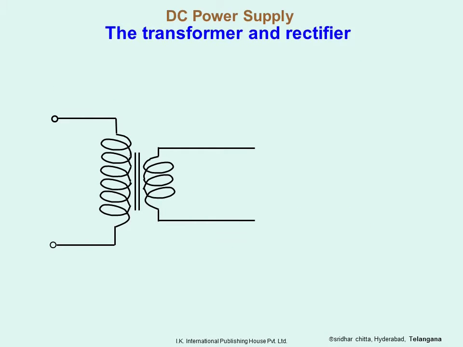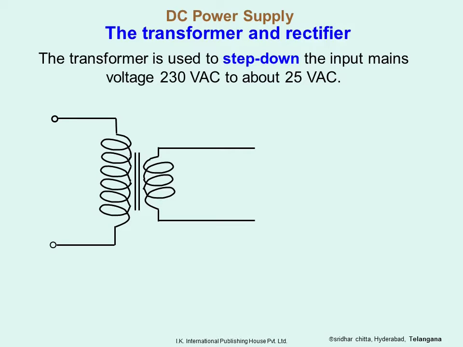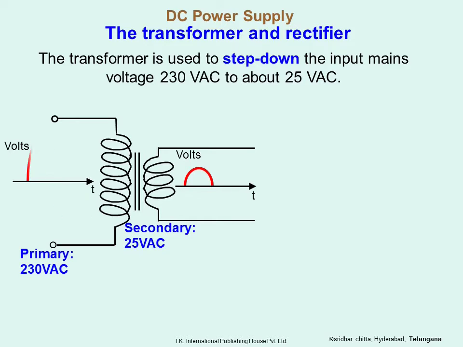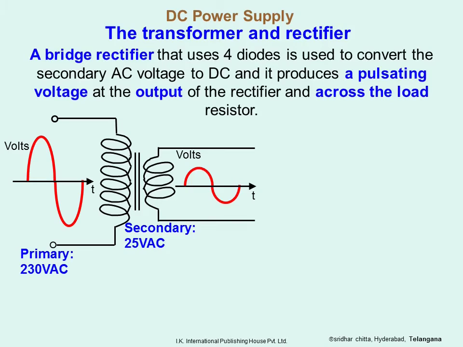The transformer is used to step down the input mains voltage 230 volt AC to about 25 volts AC. A bridge rectifier that uses 4 diodes is used to convert the secondary AC voltage to DC, and it produces a pulsating voltage at the output of the rectifier and across the load resistor.